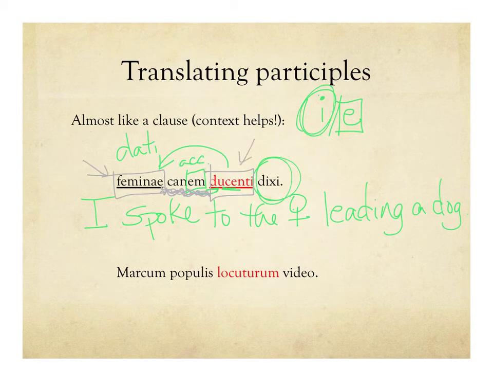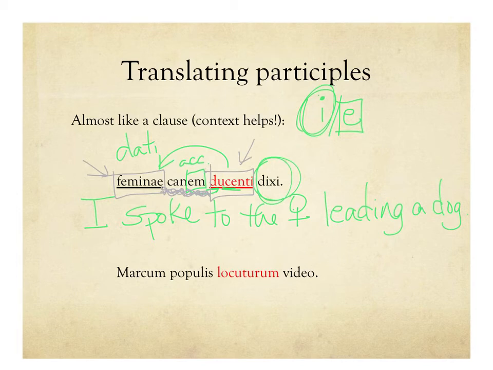So I spoke to the woman. Which woman? Leading the dog. And we could say this clause in a slightly different way, right? We could say, I spoke to the woman who was leading the dog. I spoke to a woman when she was leading a dog. I spoke to the woman since she was leading a dog. All of these are possible translations.